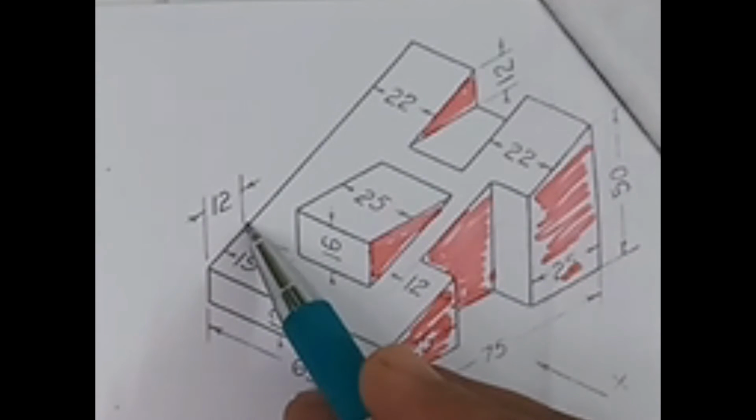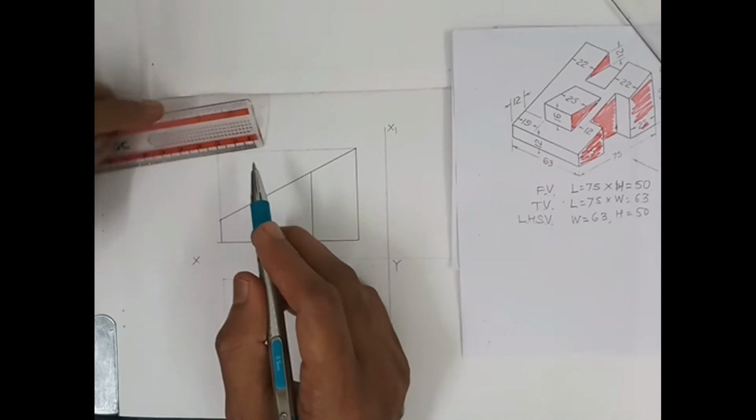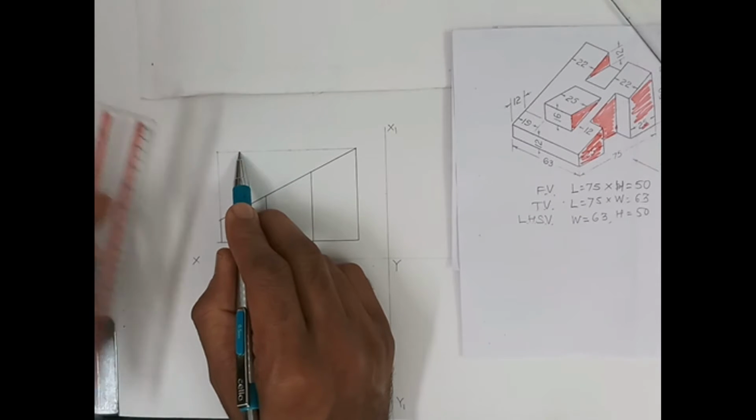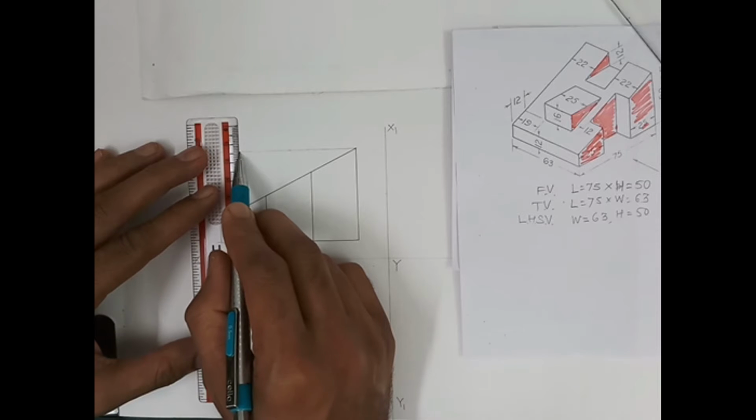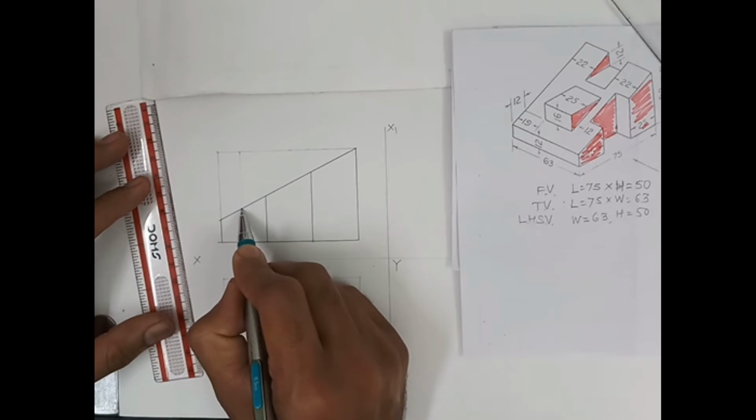Now this distance is 12. So we have to measure 12 mm horizontally. This is 12 mm measured horizontally, and now from here you have to draw one vertical line. So this is that point.